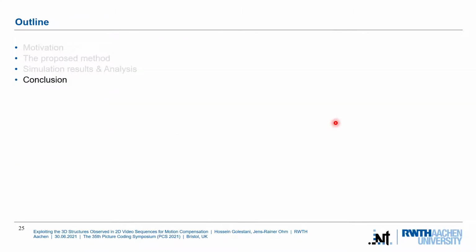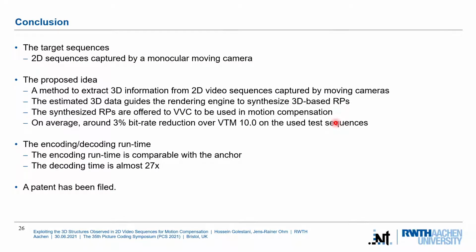So then I will conclude the presentation. We have proposed a method to extract 3D data from 2D video sequences captured by moving cameras and use them to synthesize novel 3D based reference pictures. We could get on average around 3% bitrate reduction over VTM10 with almost the same encoder runtime. Our decoder is still complex, but we have some ideas how to make it faster, and currently we are working on that.